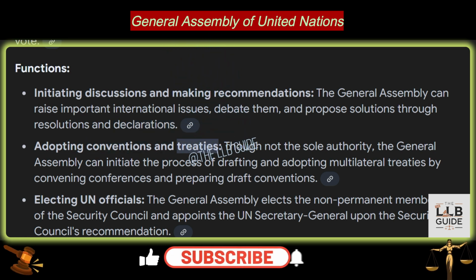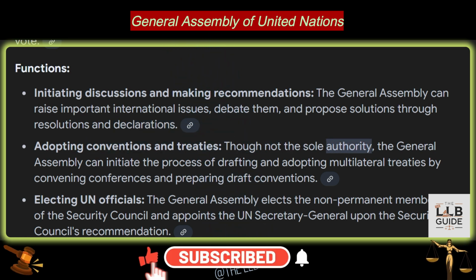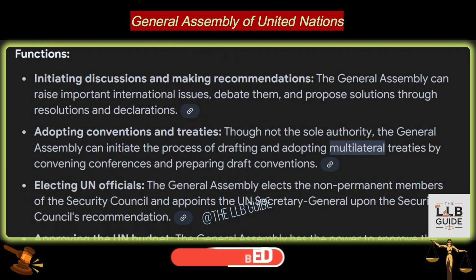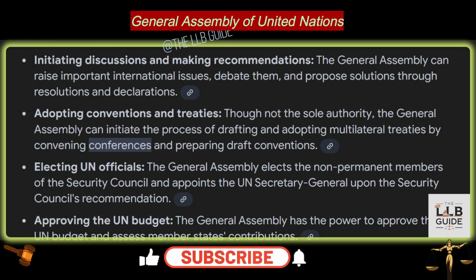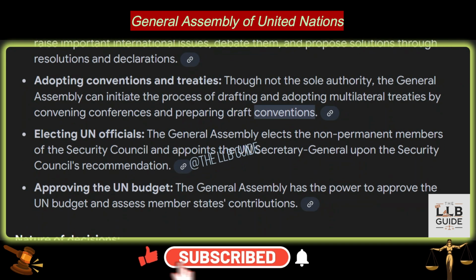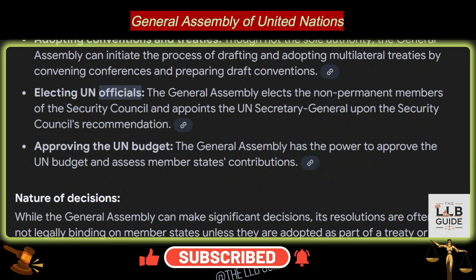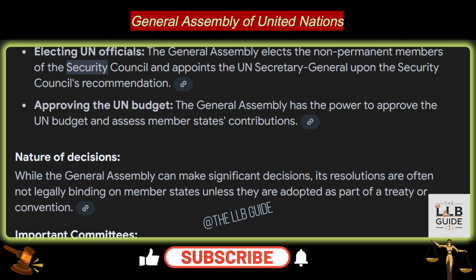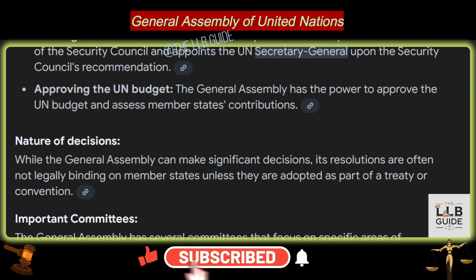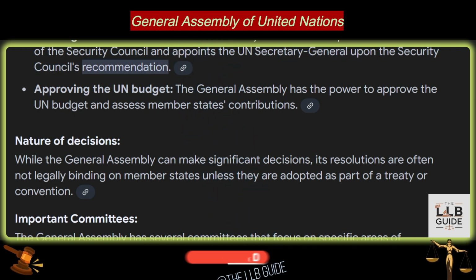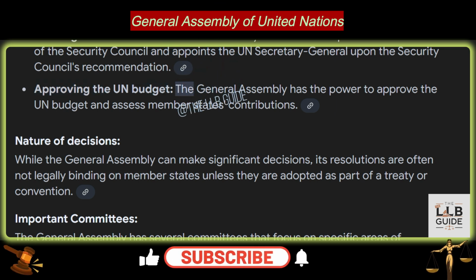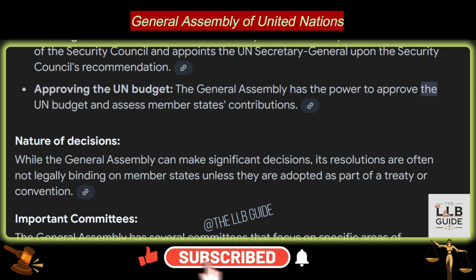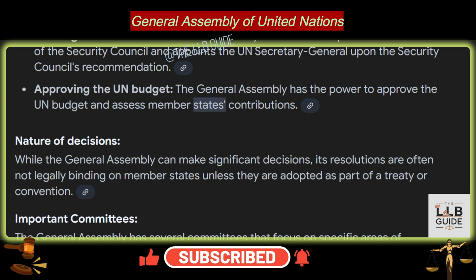Adopting conventions and treaties. Though not the sole authority, the General Assembly can initiate the process of drafting and adopting multilateral treaties by convening conferences and preparing draft conventions. Electing UN officials. The General Assembly elects the non-permanent members of the Security Council and appoints the UN Secretary-General upon the Security Council's recommendation. Approving the UN budget. The General Assembly has the power to approve the UN budget and assess member states' contributions.